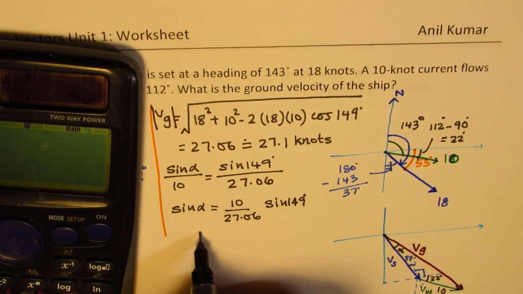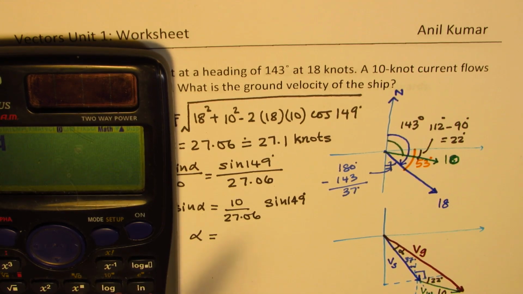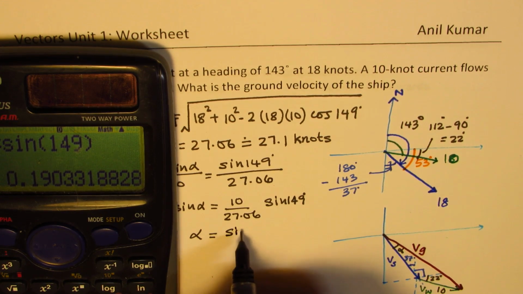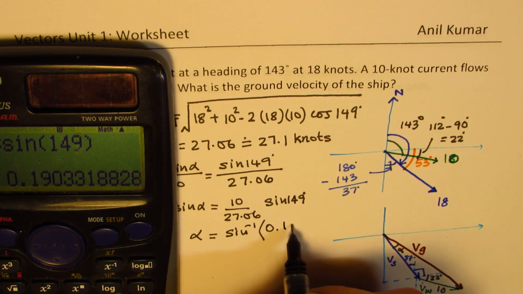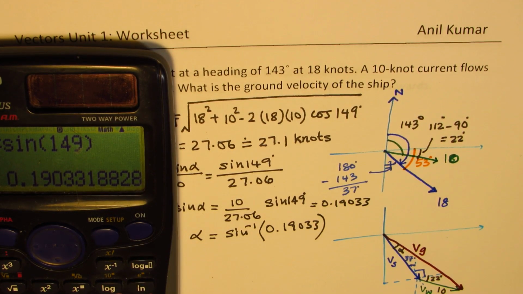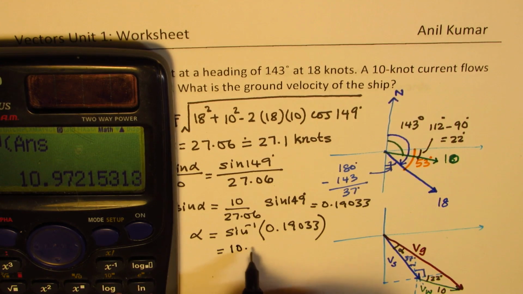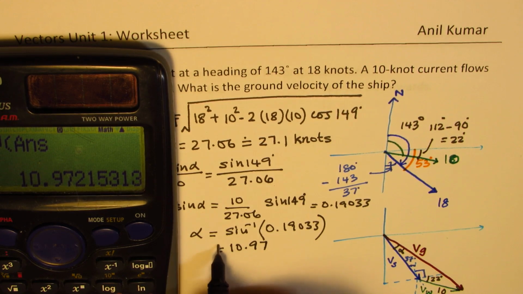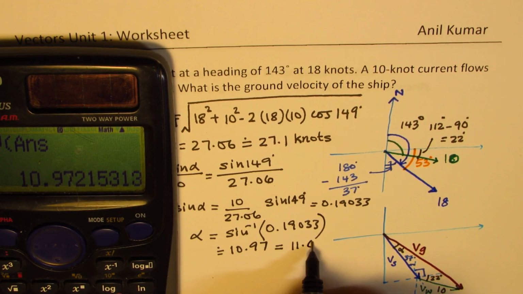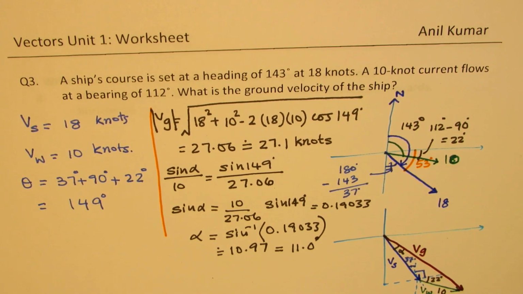So we'll find alpha as sine inverse. So we get alpha as, we'll do sine inverse, first calculate. So we have 10 divided by 27.06 times sine 149. So this is, we'll do sine inverse of that angle. This is 0.1903. Right? So that was 0.19033. Correct. So we'll do shift sine inverse of our answer, and which is equal to 10.97. Okay. So that can be rounded to 11.0 degrees. So this is 11.0 degrees. That is the alpha, right?